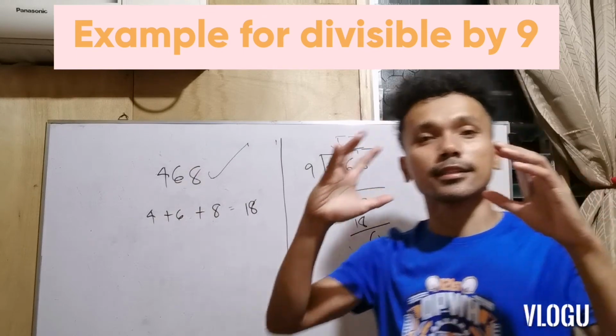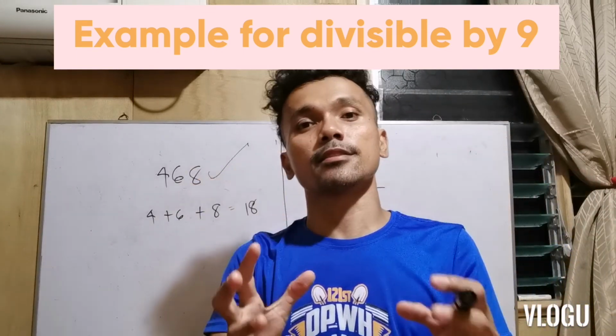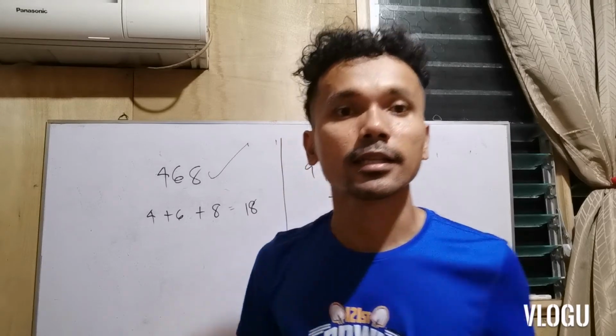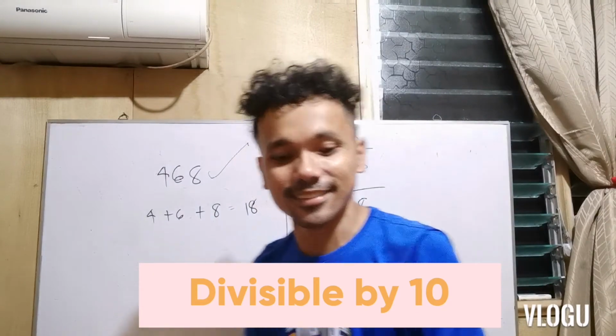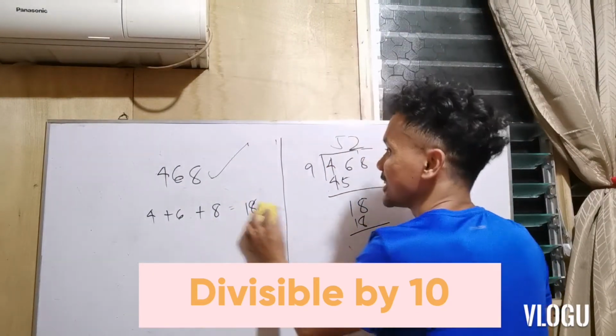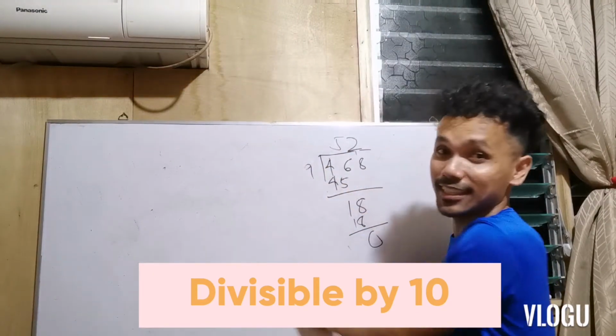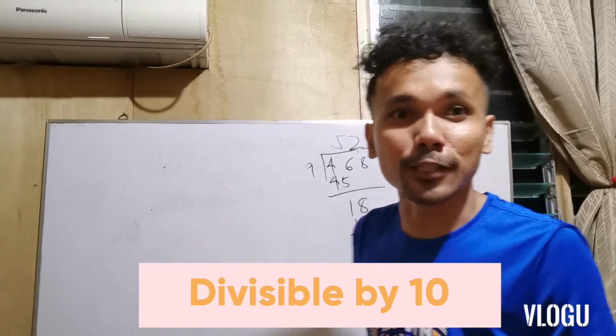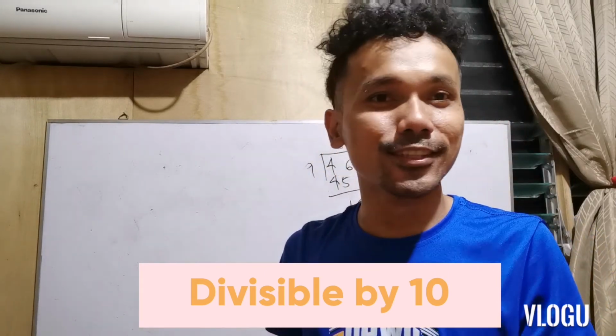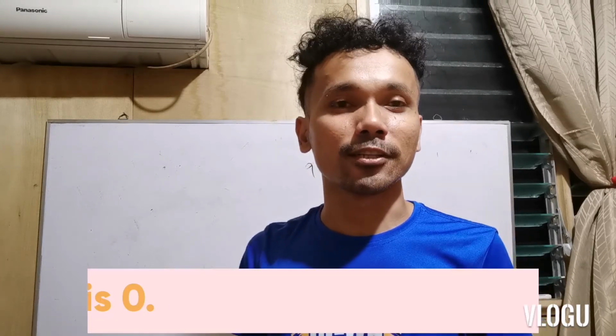So, ang gagawin nyo lang, take the sum of the digits. And if it is divisible by 9, therefore, the number is divisible by 9. Okay, numbers divisible by 10. The most obvious one. Okay? Ang number ay divisible by 10 lang, no? If the number ends in 0. Yun lang yun. Ang number ay divisible by 10 if the number ends in 0.